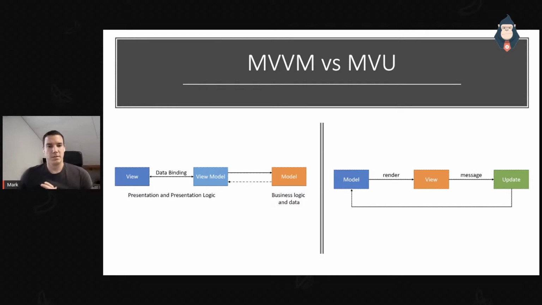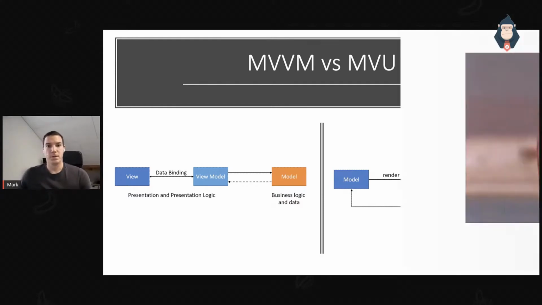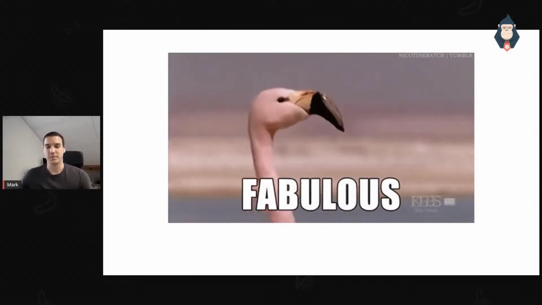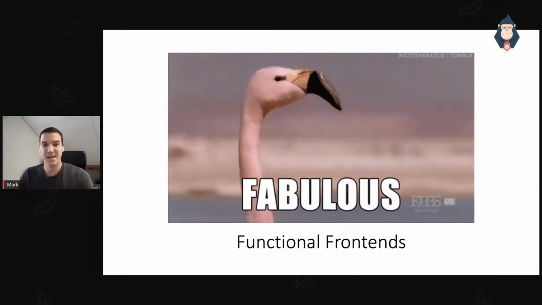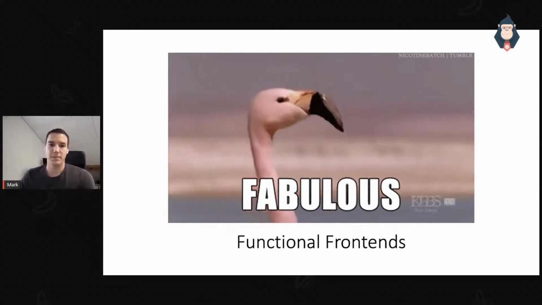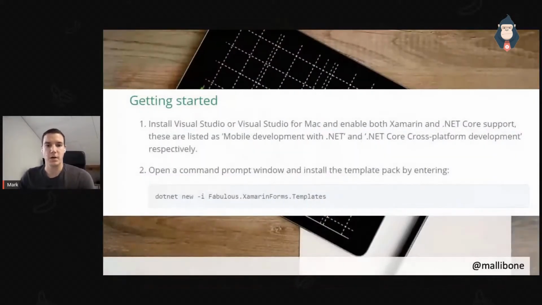So that's MVU. Now let's go on to Fabulous. Yeah, let's be fabulous, or better said, fabulous functional frontends. Now, getting started, it's leaned on the .NET Core way. So if you've got .NET Core installed and Visual Studio for mobile development or Visual Studio for Mac, you can then install the templates from Fabulous, as stated on this slide here.